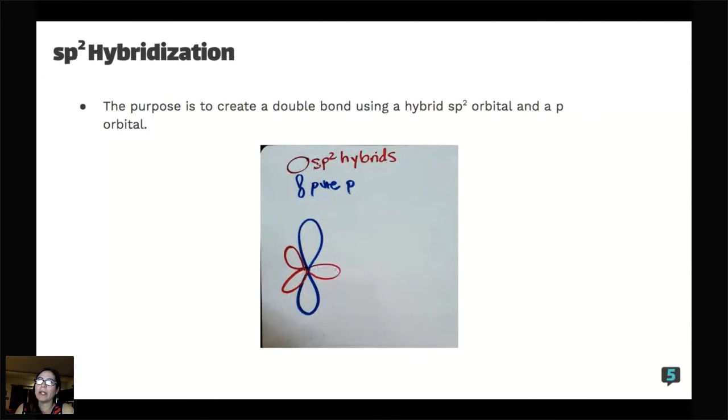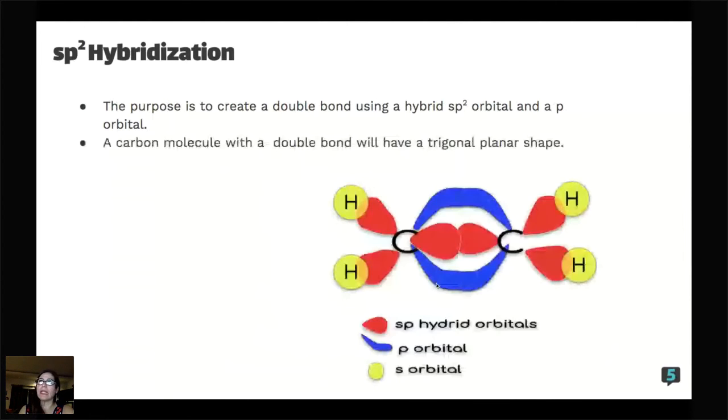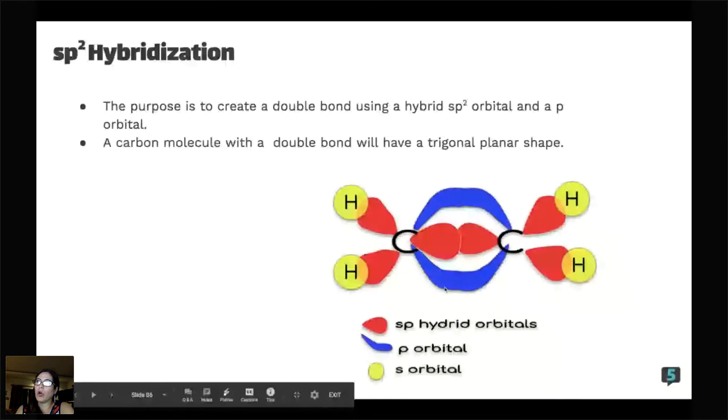Why sp2? Because 1 s got in the blender and only 2 of the p's. And we stay with a pure p orbital. This one didn't get into the blender, so it stayed with its p shape. So then this is what happens when carbon bonds with an sp2 hybridization. These ones in red are the hybrids. This one is the p orbital.